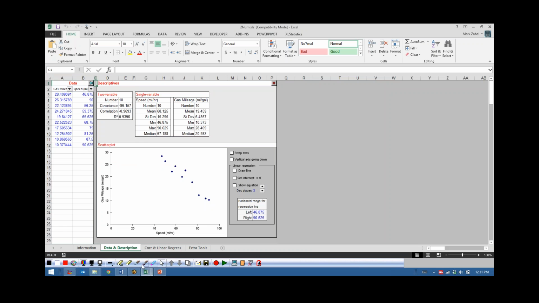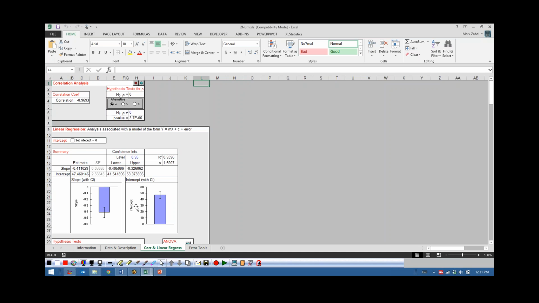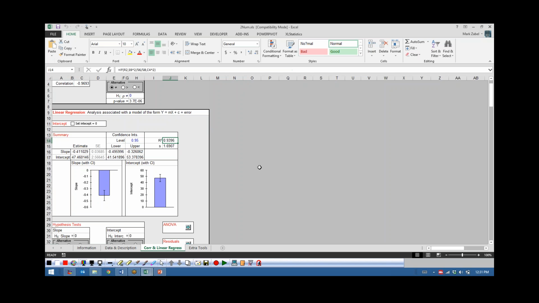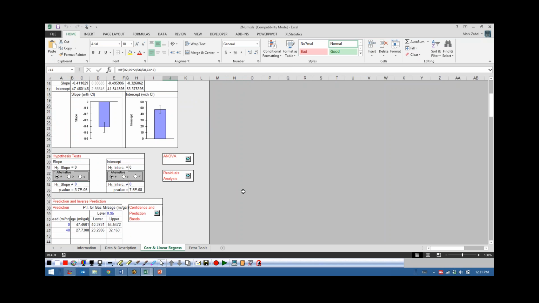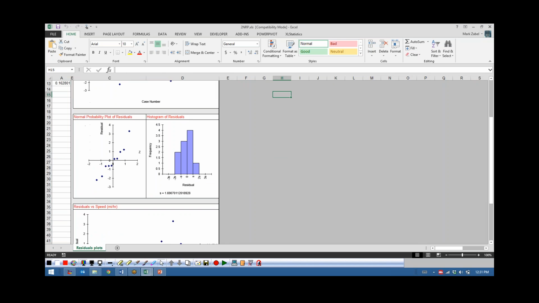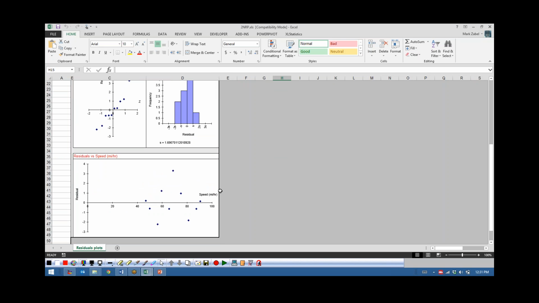So I'm going to go ahead and check my fits. Oh, yeah, they're both significant. Yeah, definitely the line makes sense. R squared of 0.94. That's 94%. That's pretty darn strong. Let me check my residuals. Looks pretty good. Those residuals look pretty good. I don't see any patterns.